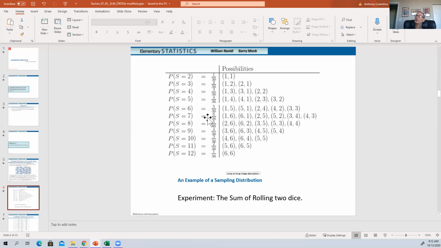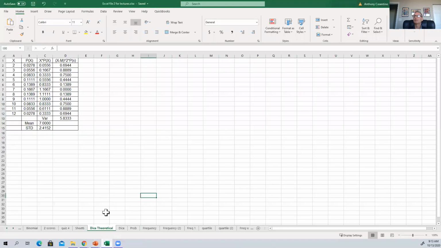And here would be the probability. And what I mean by the probability is that, for example, 2, there's only one possibility. So 1 divided by 36. The one that occurs most often is the number 7. And you can see that occurs 6 out of 36 times. So just to refresh everybody's memory, here is the theoretical probability distribution table or function for this specific experiment.